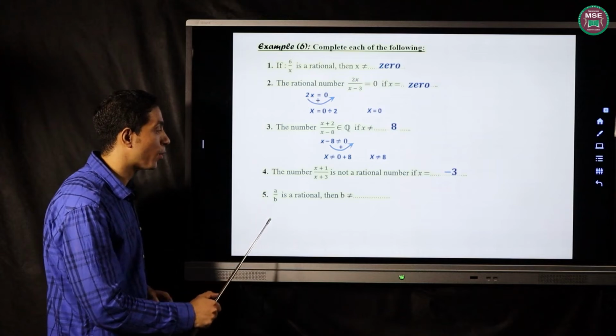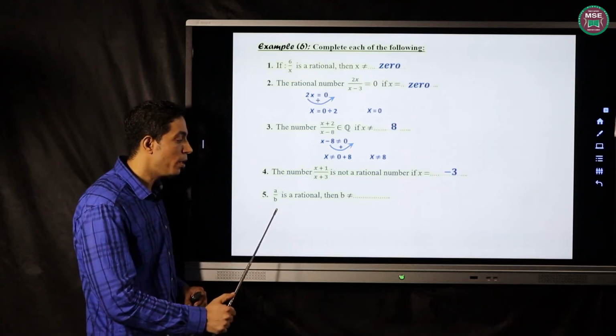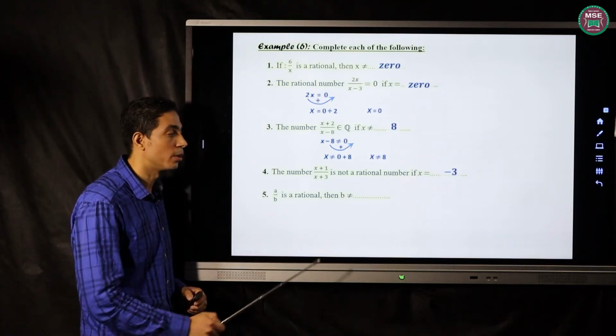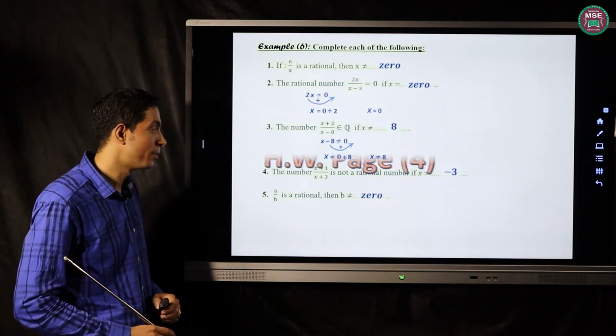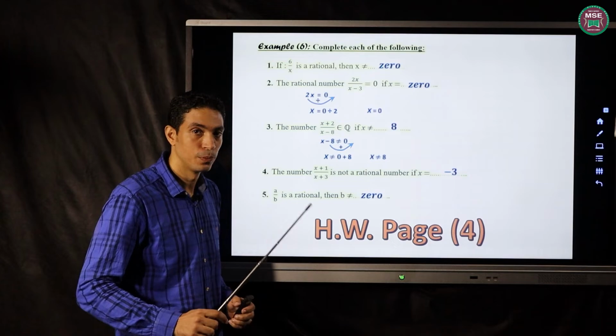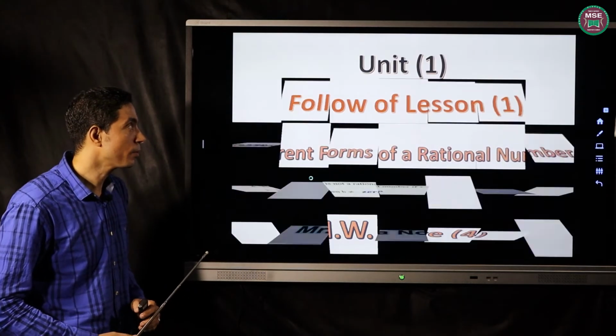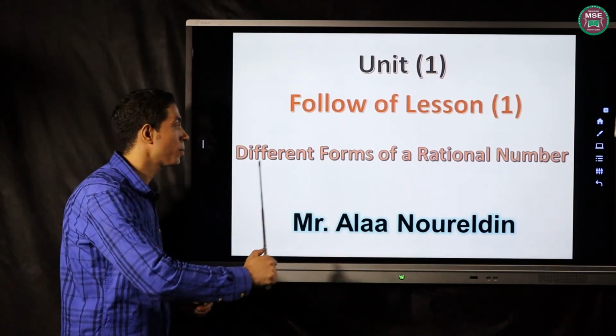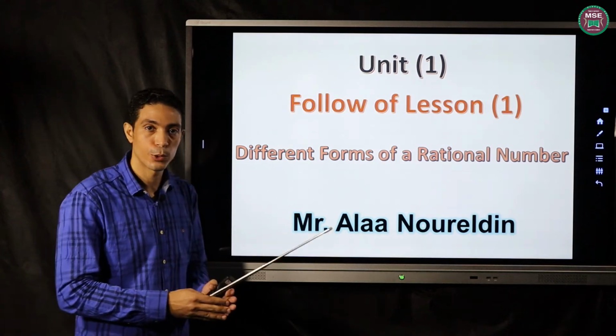Number 5, if a over b is rational, then the denominator b must not equal 0. Homework of this lesson is page number 4 of Lesson 1, different forms of the set of the rational numbers.